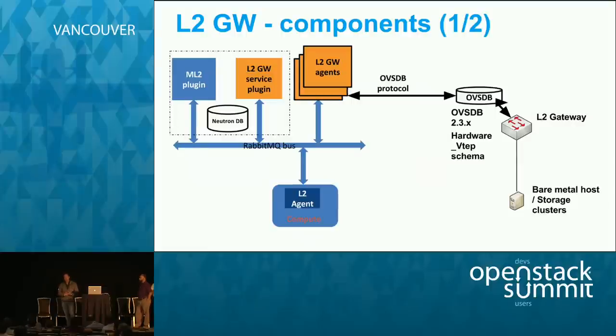The agents integrate with the rest of the server via the message bus. And the integration between the gateway agent nodes and the compute nodes where the VMs lie also happens through coordination between the service, the server, and the message bus.